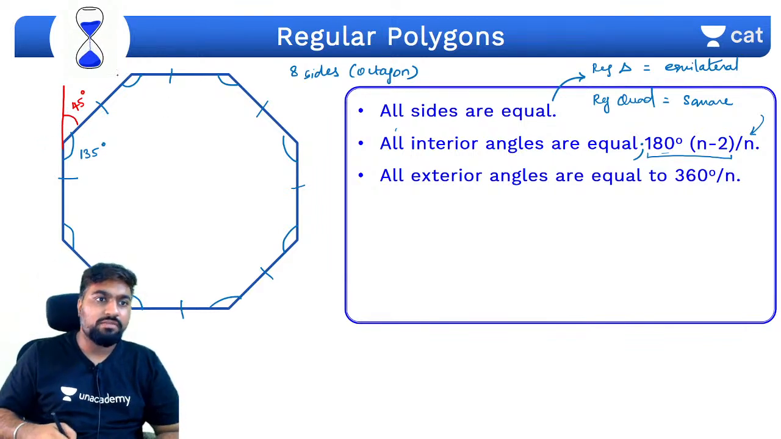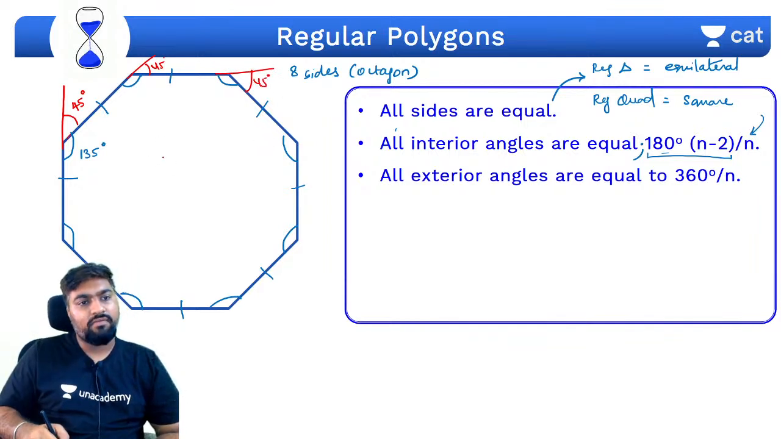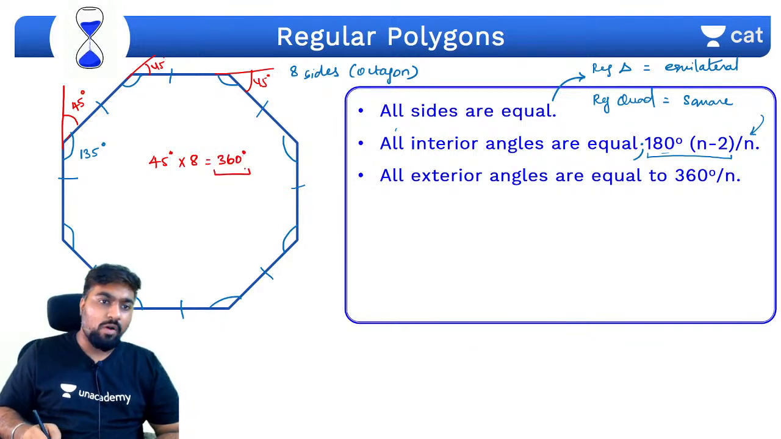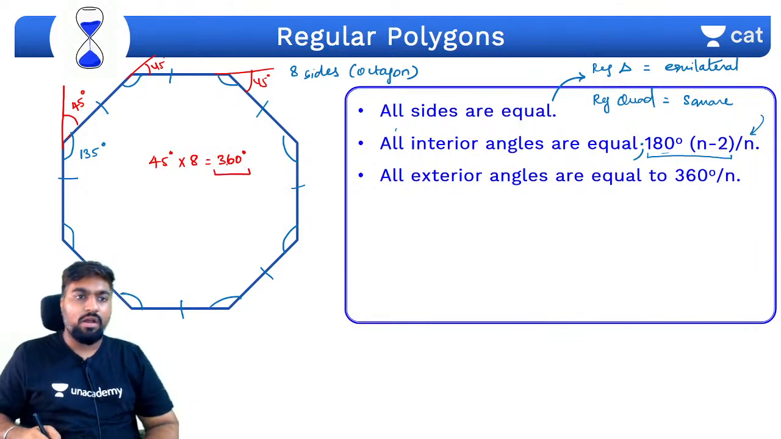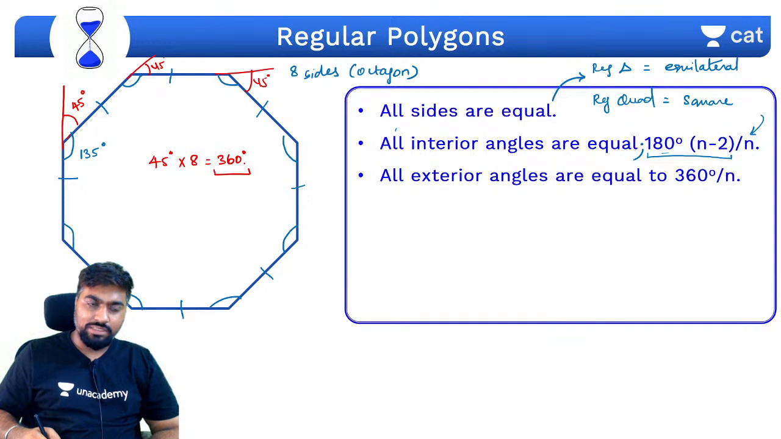Okay, each of these will be 45. Because this is 135, this will also be equal to 45. This will also be equal to 45. So how many 45s will we have? We will have 8 45s, right? 45 degrees into 8 external angles, which is equal to 360 degrees. So sum of all external angles will always be equal to 360. Listen to me carefully. Sum of all external angles will always be equal to 360.